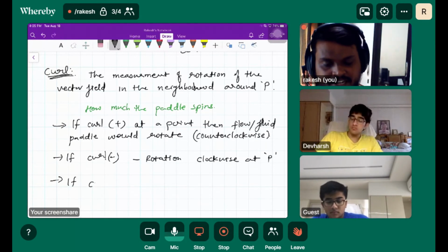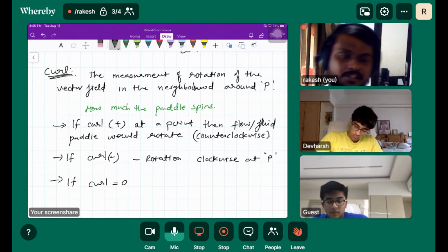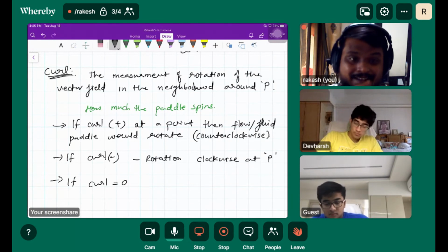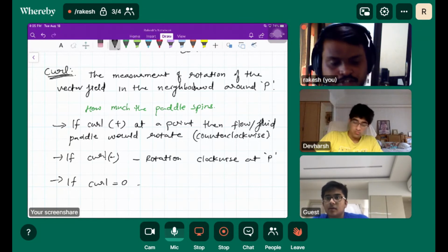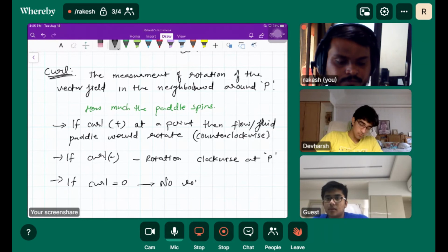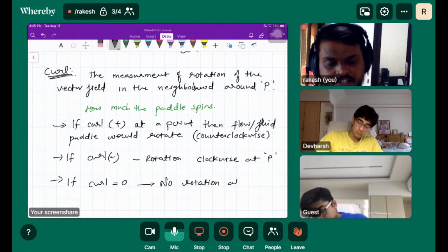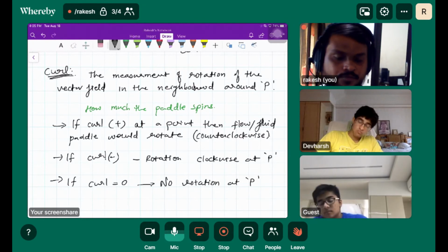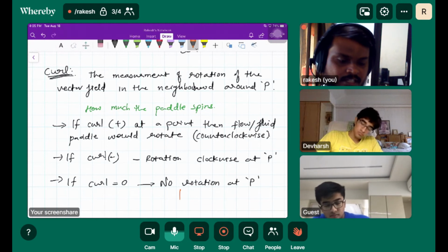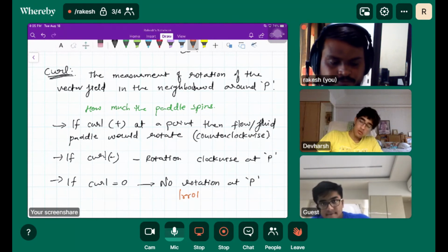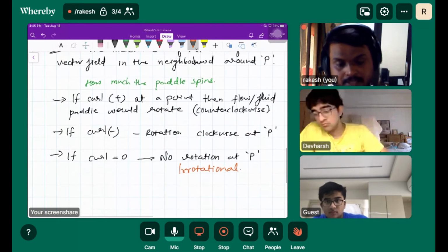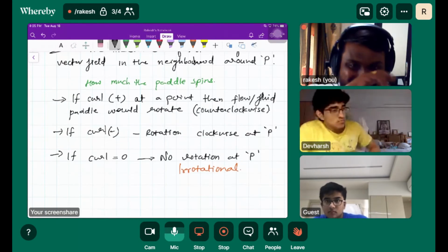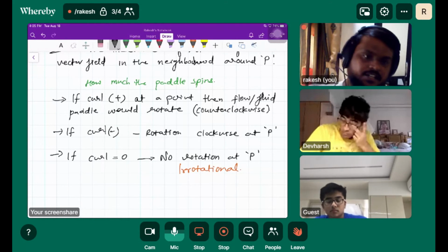If curl is zero, then the paddle is stationary, no rotation at P. So we can say that it is an irrotational vector field. Now, since we understood here that curl has to be a vector, right?